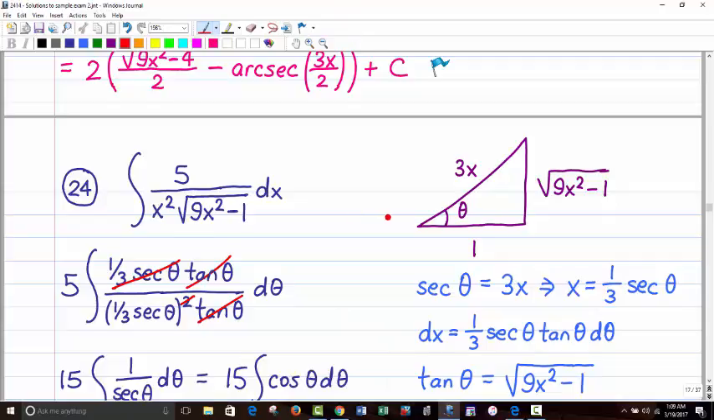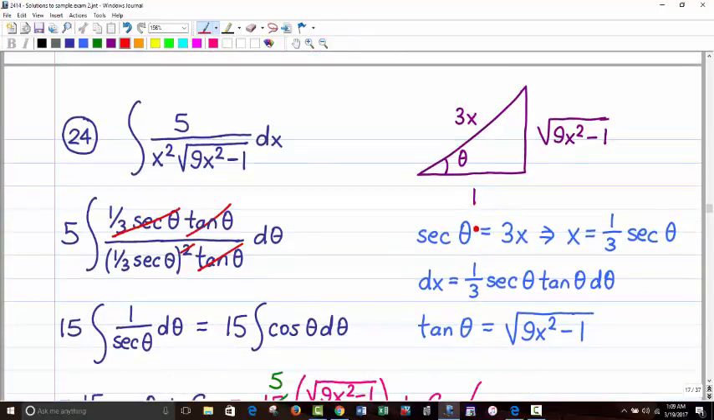And here we go. So sec theta will be hypotenuse over adjacent, so it's 3x over 1, which is just 3x. x equals 1/3 sec theta, which makes dx equal 1/3 sec theta tan theta d theta. And tan of theta would be the radical, opposite over adjacent, over 1. So tan of theta is square root of 9x squared minus 1. So let's put everything over here in the triangle. And so d theta is 1/3 sec theta tan theta.